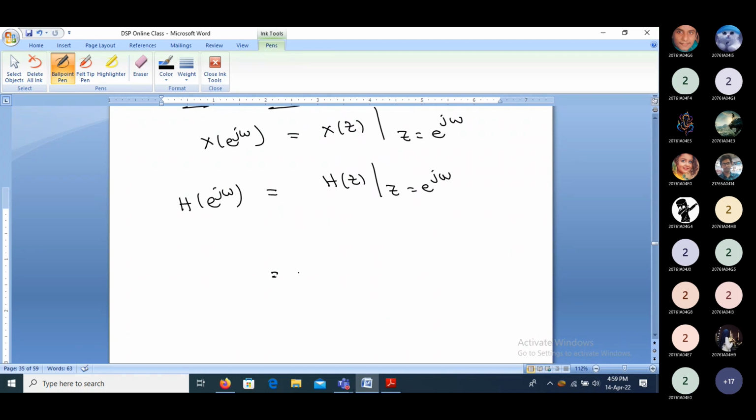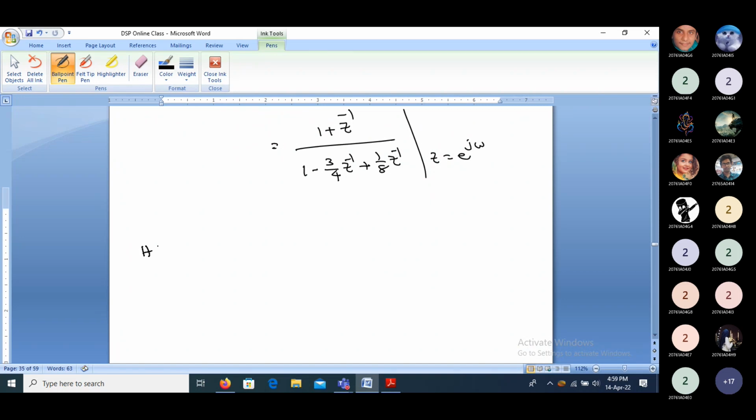So what is the value of H of z here? 1 plus z inverse divided by 1 minus 3/4 z inverse plus 1/8 z inverse, where z is equal to e power j omega. Just substitute, and you can get the frequency response. H of e power j omega is equal to 1 plus e power minus j omega divided by 1 minus 3/4 e power minus j omega plus 1/8 e power minus j omega.